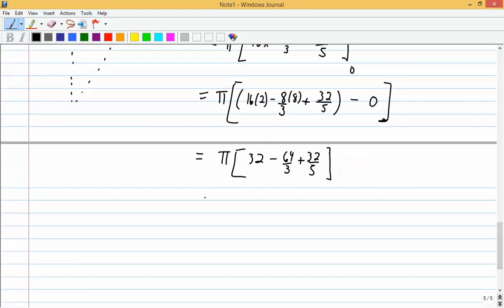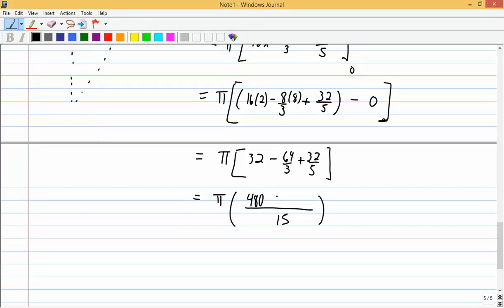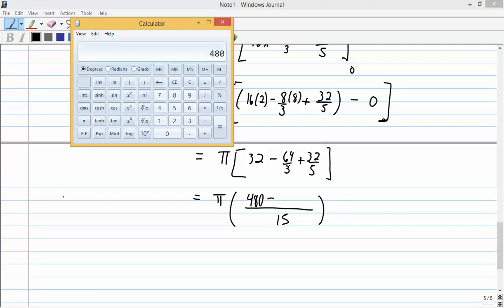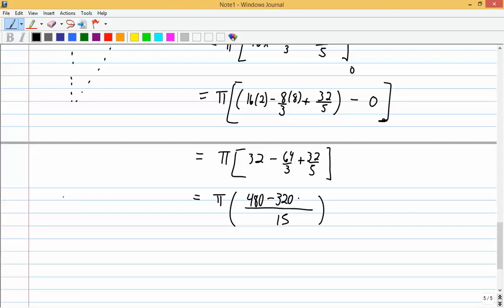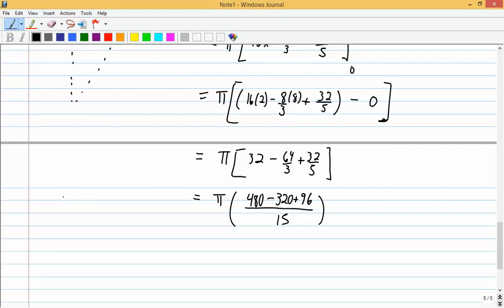It looks like the common denominator is going to be 15. So I'm probably going to have to break out the calculator here. I don't know what 15 times 32 is off the top of my head. So that's going to be 480 minus 5 times 64, 320 plus 3 times 32, 96.